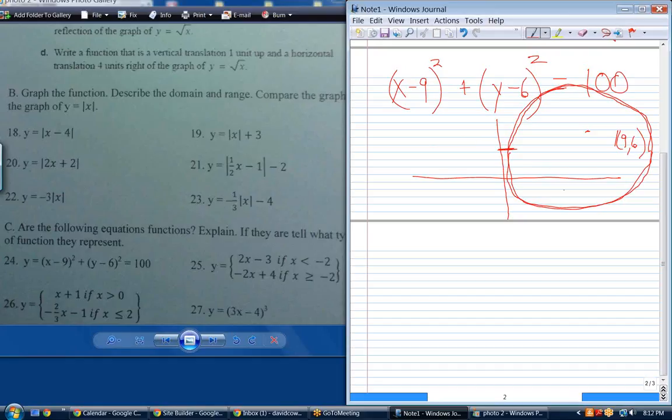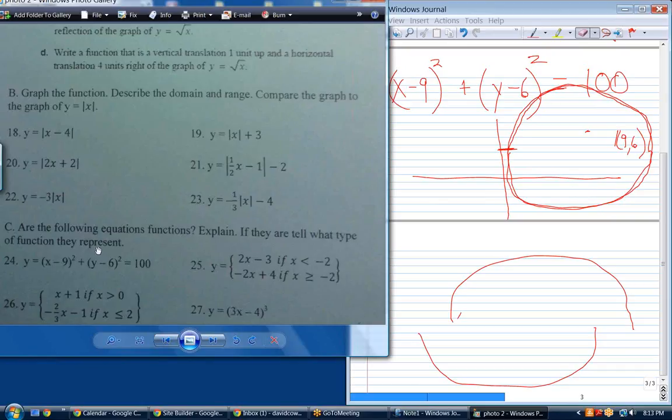Each one of those would pass the vertical line test if it was up there by itself. In other words, if I had just the upper half of the circle, that does pass the vertical line test. Or if I had the lower half of the circle, that passes the vertical line test. But together they make the circle, which is not a function. It's called a relation. What type of function if they are a function?